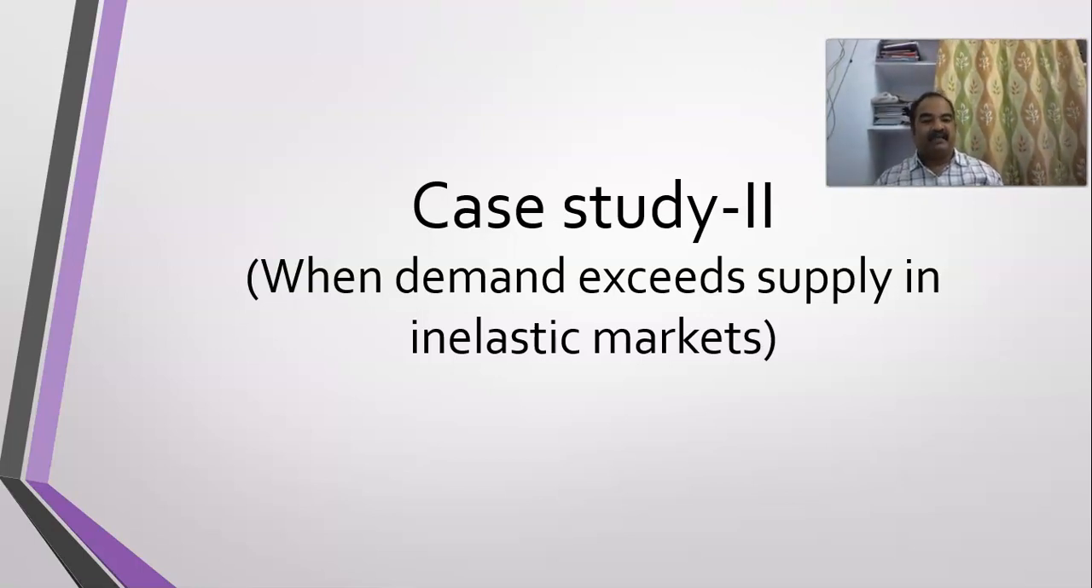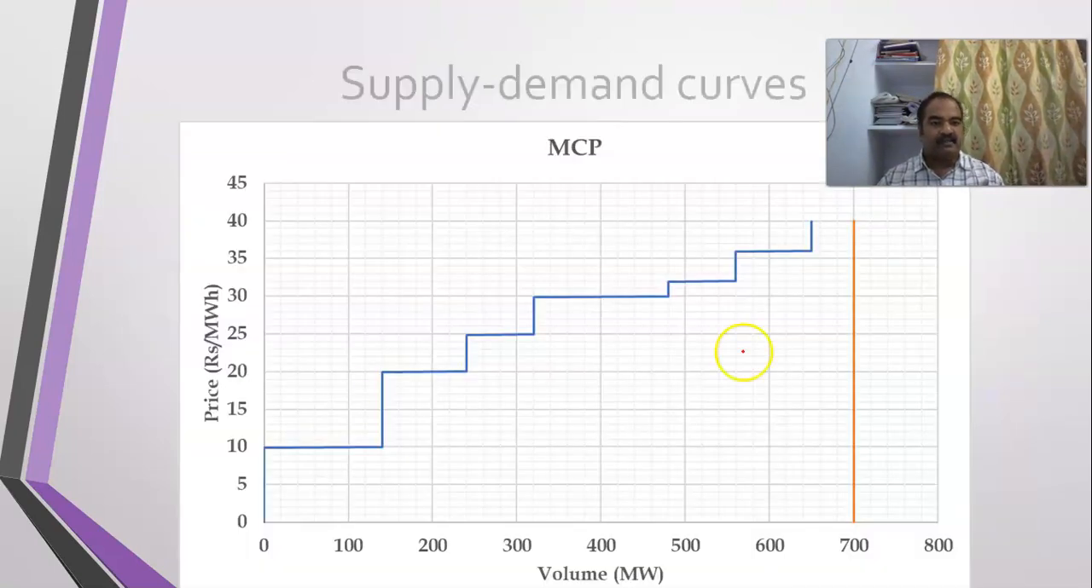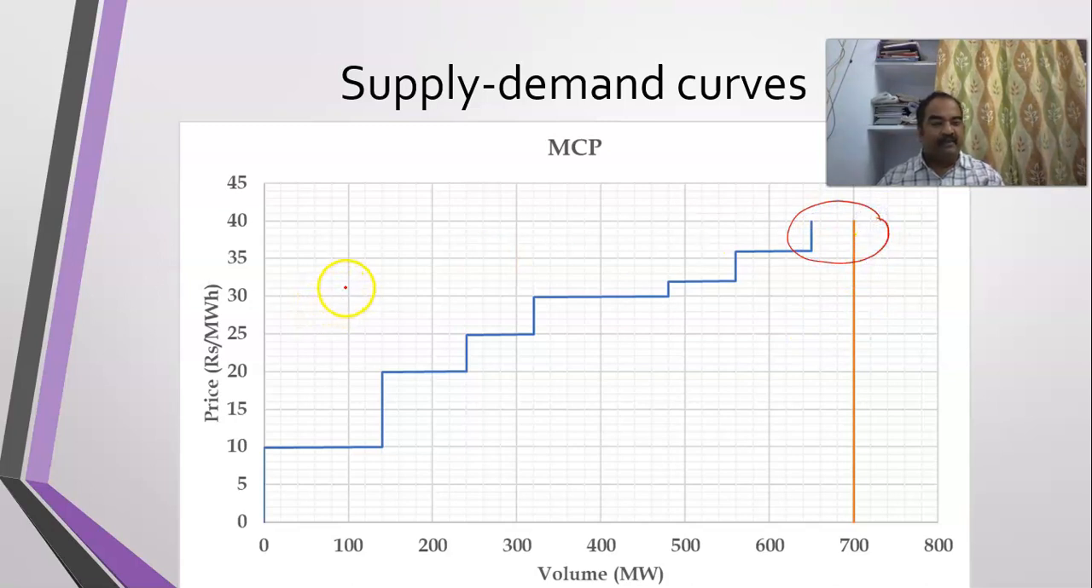Okay. Now, there are some cases when the demand exceeds supply in inelastic markets. Let us have it quickly. So this is an inelastic market. Sometimes what happens is your demand will be very high, 700 megawatts, and these people are not ready to adjust because you are not offering them any incentives. But the supply is very minimum, at 650 only, the maximum available supply. So in this case, if you draw the curve, see, there is a gap between the supply and demand. This is called a supply demand gap.